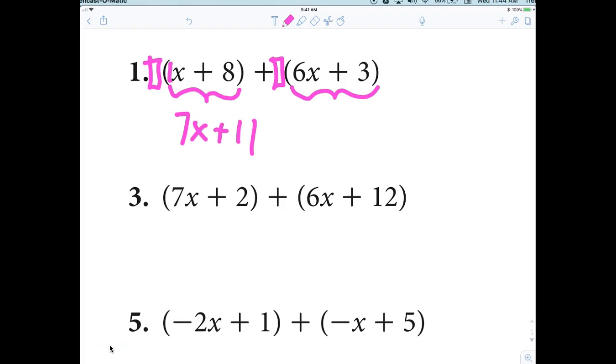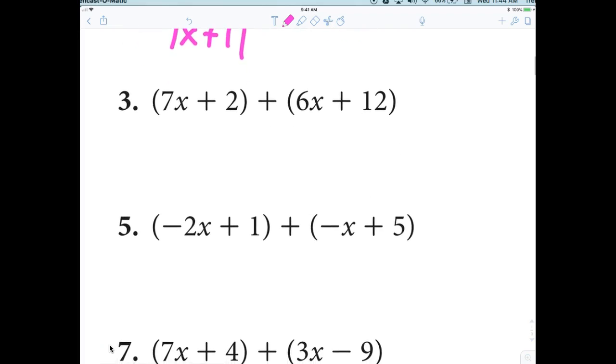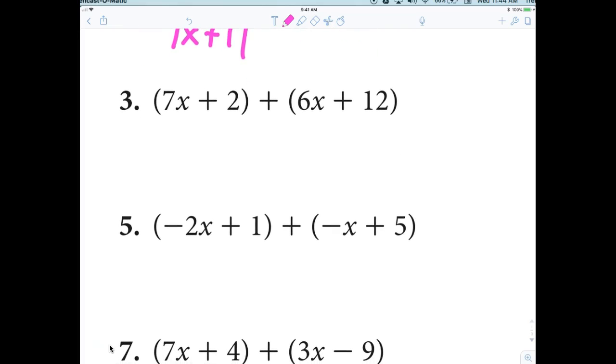7x plus 11. All right, now we're just going to go down the page. Jesse, I want to see if you're with me. What do you think number 3 would be? I think that would be 13x plus 14. You are awesome. 13x plus 14. Now remember, as we're going around the room, you're trying to do 5 now. 7x plus 6x. You're just combining terms. All right?